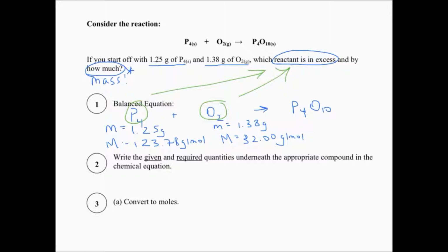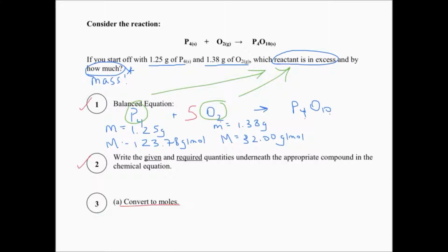Now we do need a balanced chemical equation. When we take a look, we've got 4 phosphoruses and 4 phosphoruses, 2 O's and 10 O's, so I'm going to put a 5 in front of the O2. Now I've got my balanced chemical equation. So step 1 is good, step 2 is good. Now let's take our masses and molar masses and convert to moles.